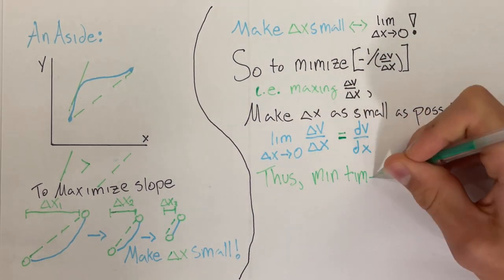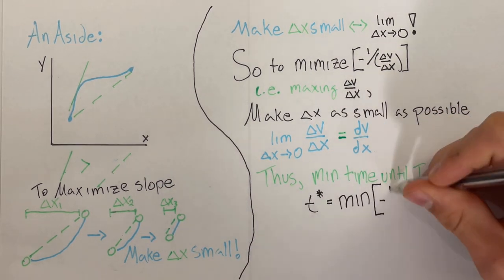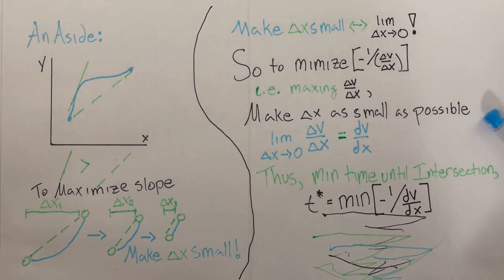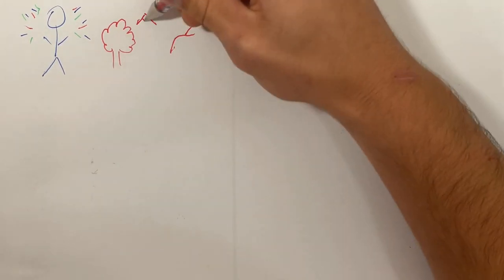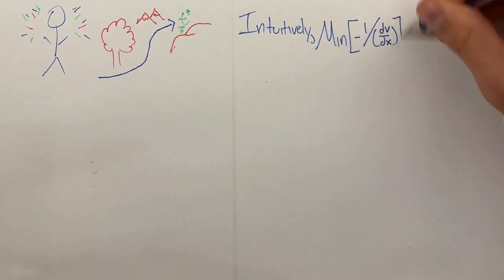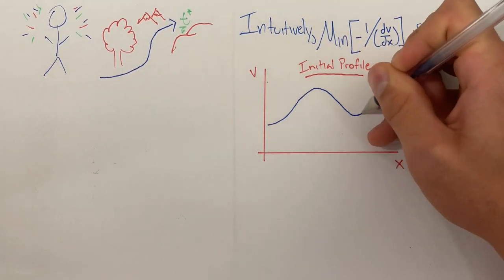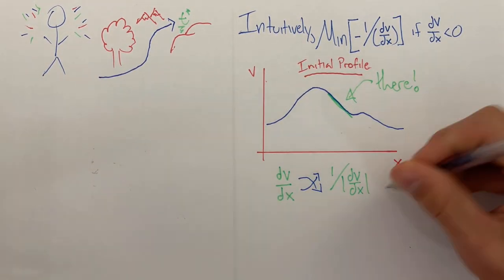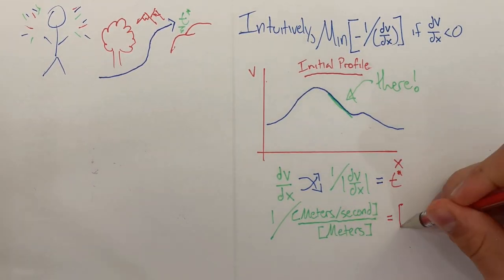But what is delta v over delta x as delta x approaches 0? Well, it's dv/dx, meaning that our minimum time of intersection, t star, is equal to min of minus 1 over dv/dx. We did it. We found t star. Intuitively, this function, min of minus 1 over dv/dx, for dv/dx less than 0, just means find the point on our velocity profile with the largest negative slope, take its reciprocal, and that's the breaking time. It even has units of time, which is always a good sanity check.